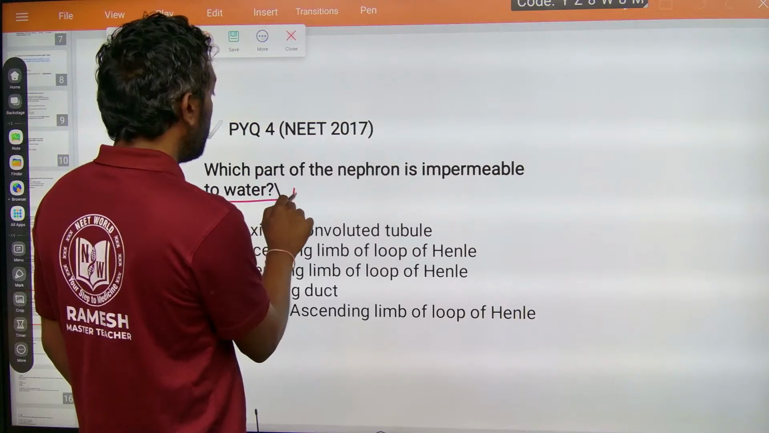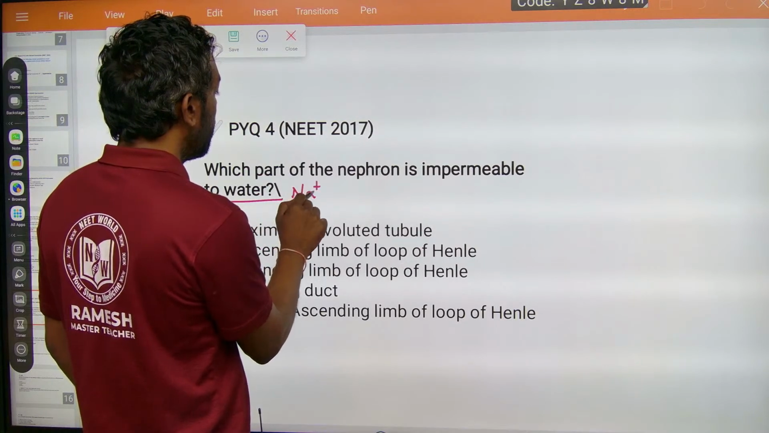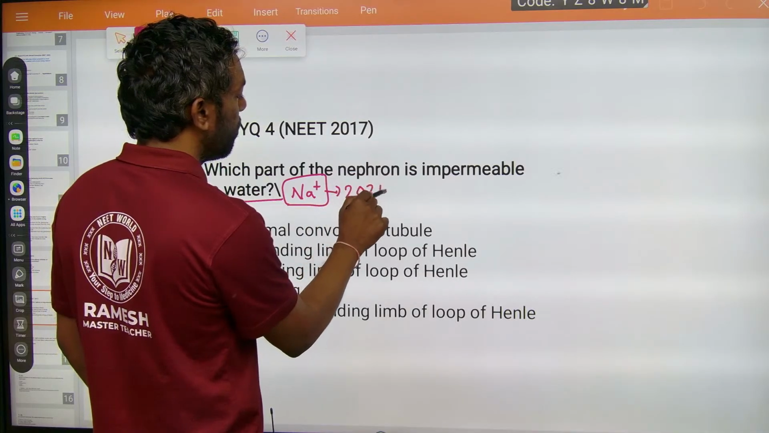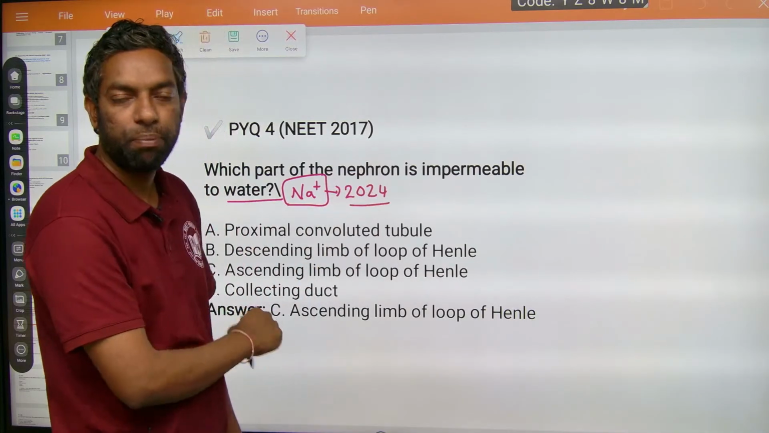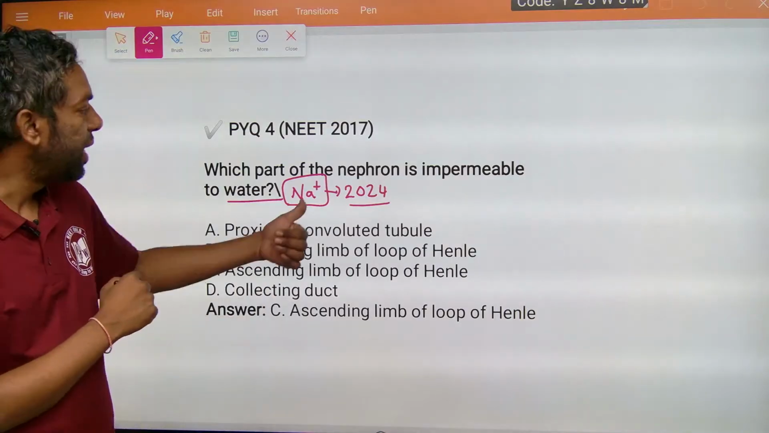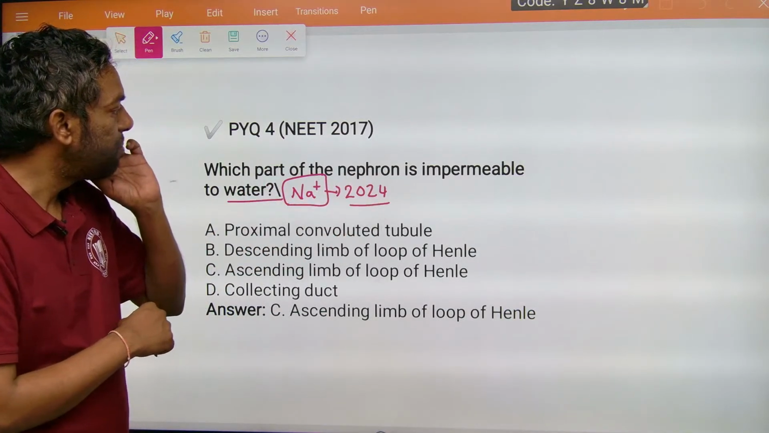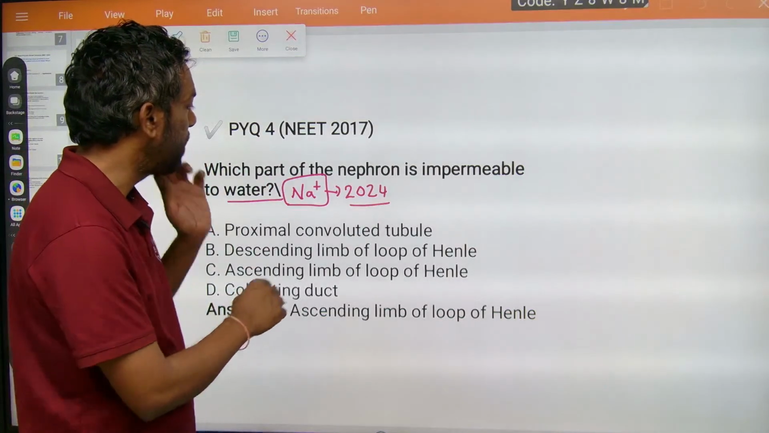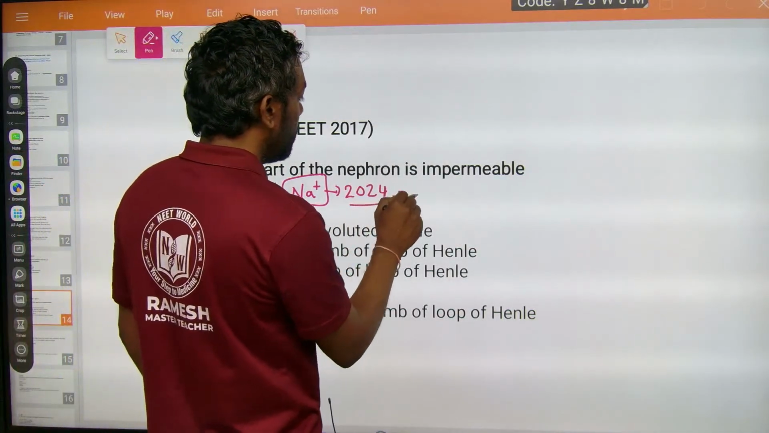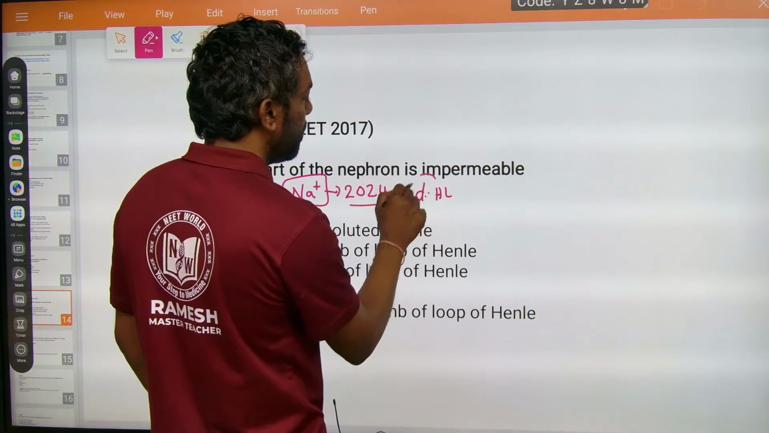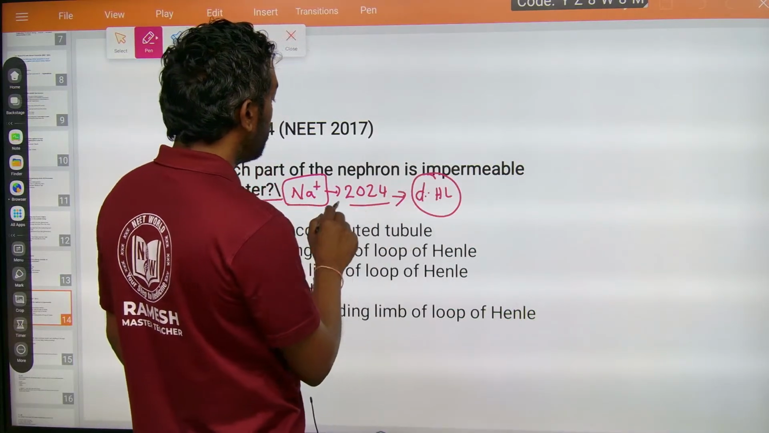Impermeable to water, in which part of the nephron? This asks about the descending Henle loop. The descending Henle loop is impermeable to NaCl.